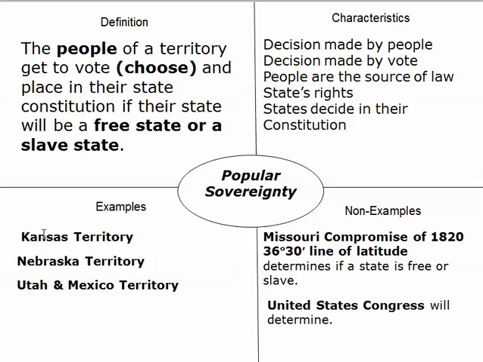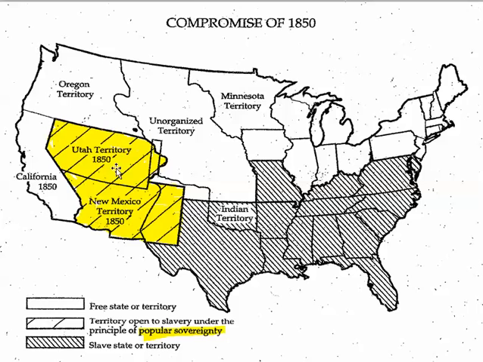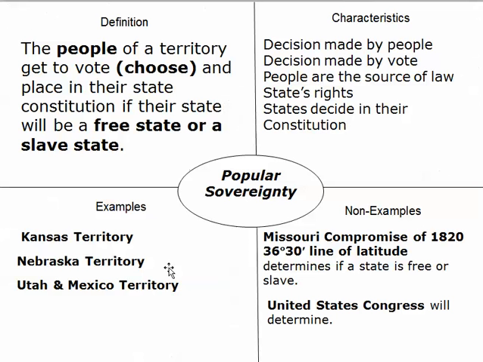Some examples of this are the Kansas Territory eventually, and then Nebraska Territory, and the Utah and New Mexico territories we talked about already. Those are examples. Some non-examples are this Missouri Compromise of 1820 and the 36°30' line of latitude, and we talked about that already.